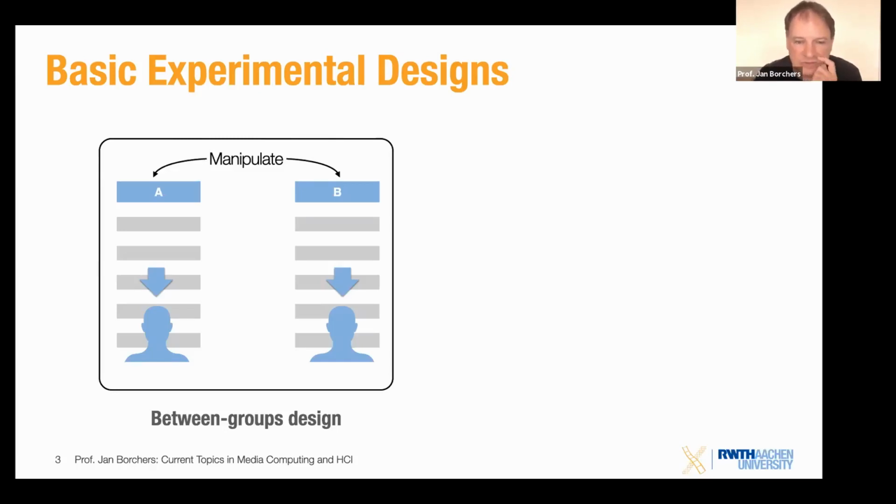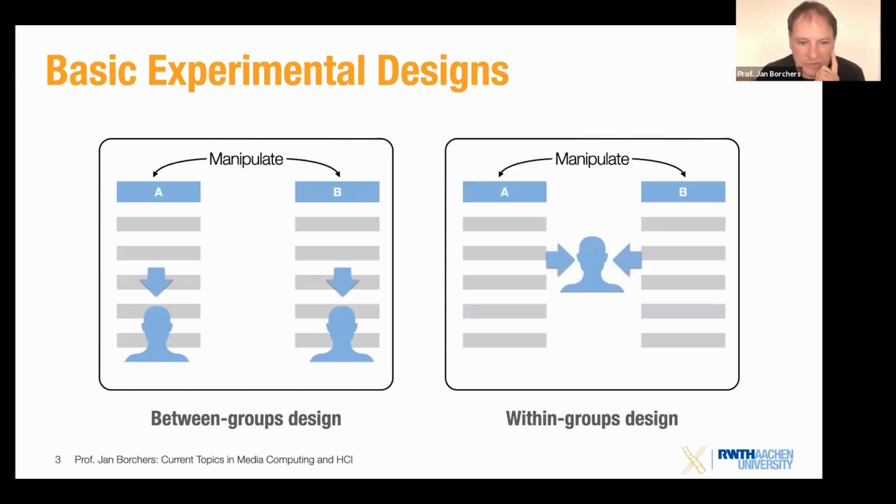That's the between groups design. The other version is the within groups design. So here I have a user, and I first let him use the system using the keyboard, value A of my variable input device, and then I let him use it with the mouse, value B of my independent variable input device. That's a within groups design.